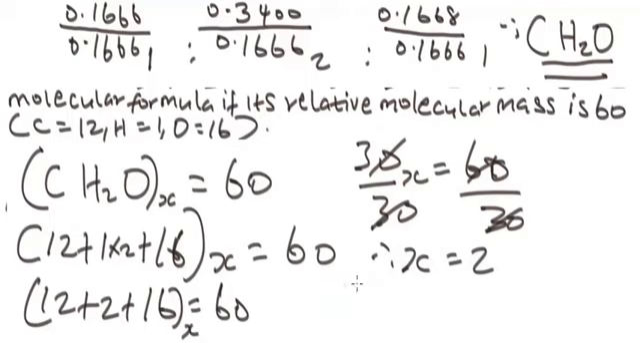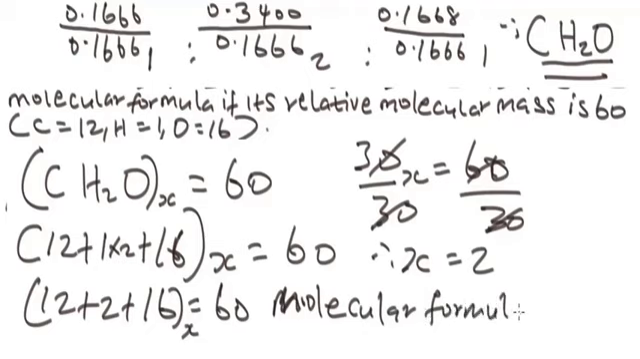Now that our x is 2, our molecular formula will be: you replace x with 2, so this 2 multiplies the subscript of each element here. When you do it, you're going to have C2H4O2, and this will be the molecular formula of this compound.